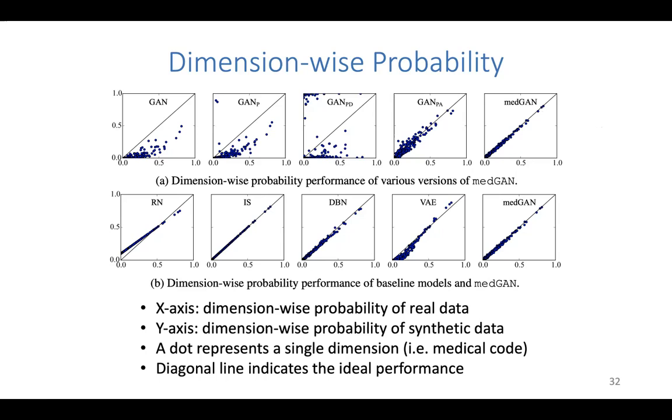So the dot here is probably the most frequently occurring code, and the dot here is the most rarely occurring code. So this could be like hypertension, this could be some genetic disease or something.